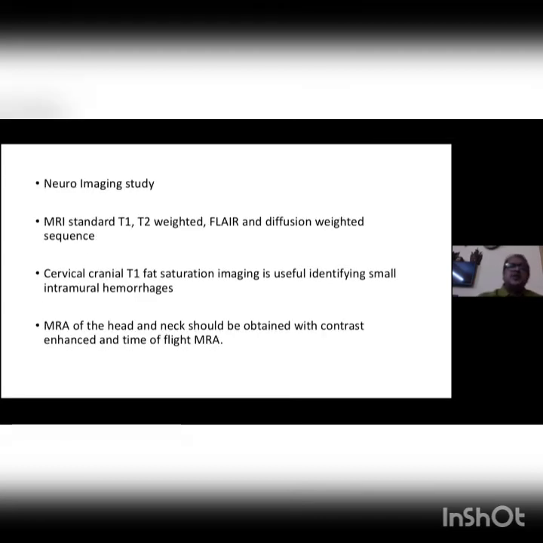If you take the neuroimaging study, for MRI we have to do standard T1, T2 weighted images, FLAIR, and diffusion weighted sequences. Cervical cranial T1 fat saturation imaging is useful in identifying small intramural hemorrhages. MRA of the head and neck should be obtained with contrast enhanced and time of flight MR angiogram. So that gives a clue that the patient is having a dissection. It is very sensitive. It will pick up most of the dissections happening.